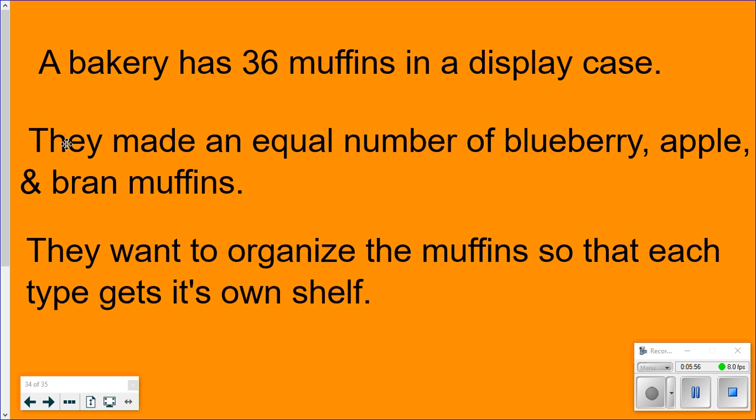They want to organize the muffins so that each type gets its own shelf. So can you imagine that? There's like a blueberry shelf, a bran shelf, and an apple shelf. And they already told us they made an equal number. So they don't have 20 blueberries and 2 apples. They have the same number. Does that make sense? So we're trying to figure out, well, I haven't told you anything that we're trying to figure out.